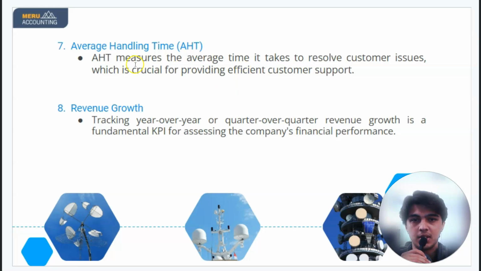Average handling time. This indicator will measure the average time it takes to resolve any customer issue that they are facing. Next is the revenue growth indicator. This indicator will track the year over year or the quarter over quarter revenue growth of your company. This is very fundamental to assess your company's financial performance.